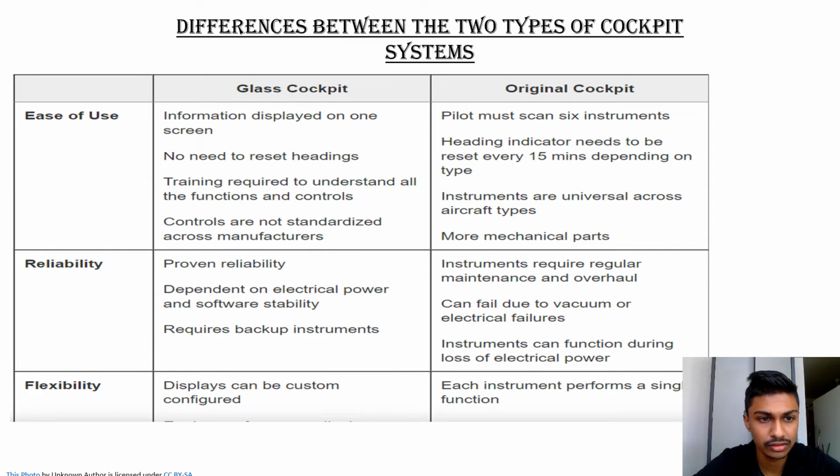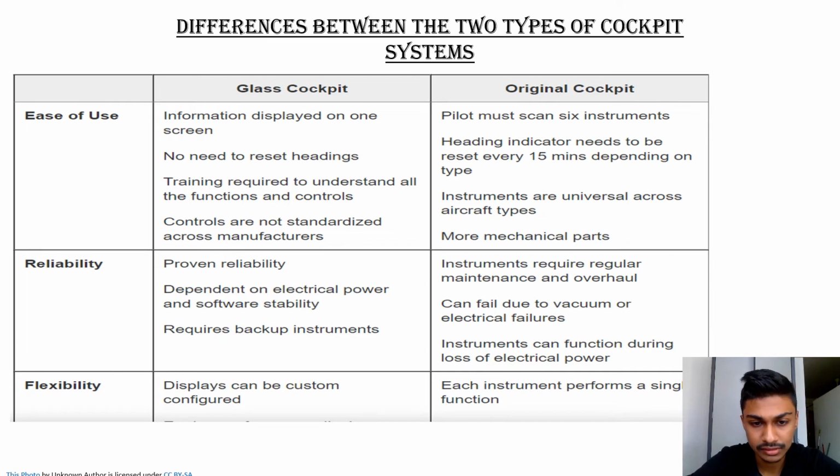On the other side, for ease of use of the original cockpit, the pilot must scan six instruments. A heading indicator needs to be reset every 15 minutes depending on the type. Instruments are universal across aircraft types and have more mechanical parts. So reliability is proven, while the glass cockpit depends on electric power and software stability.